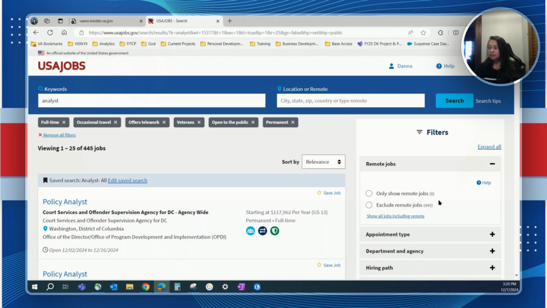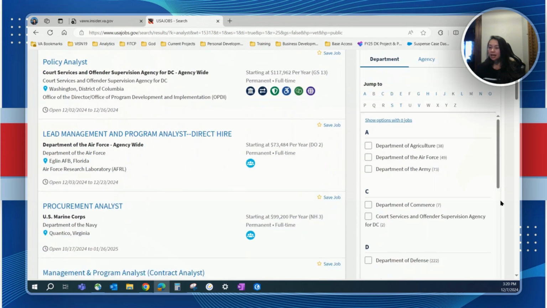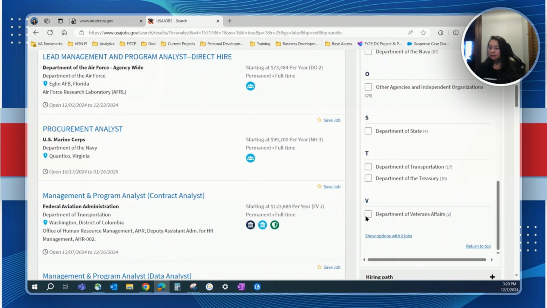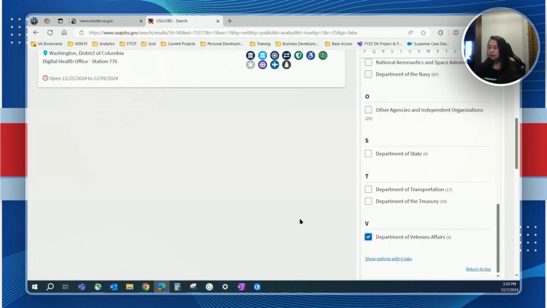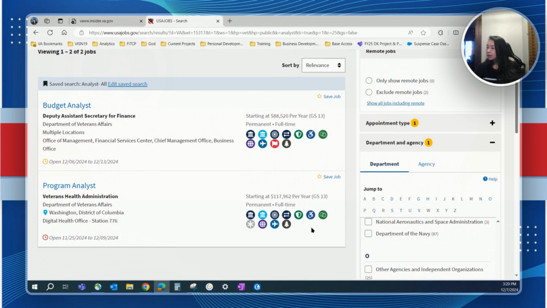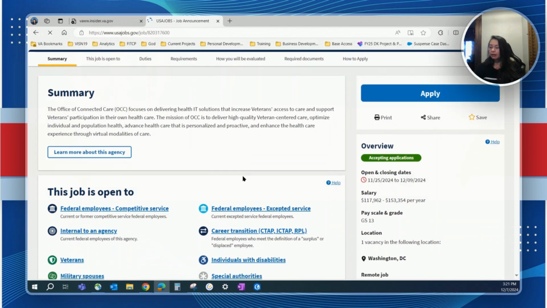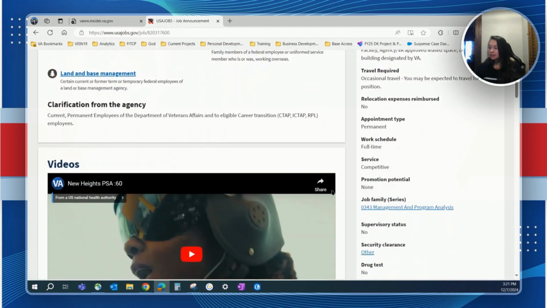There are no remote jobs, so I am going to look for a specific agency. I want the VA, and right now there are only two program analysts, and they're both in the District of Columbia. This one's the Digital Health Office. It's a 13, and that's basically what my grade is. So it gives you a summary of what the job application is.